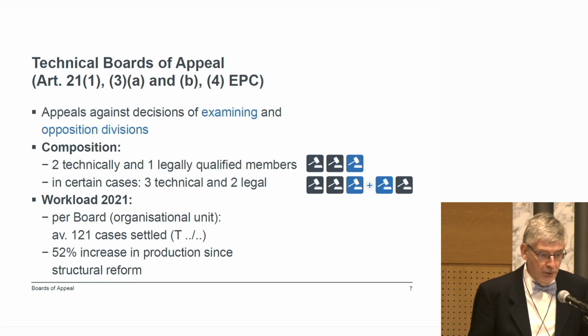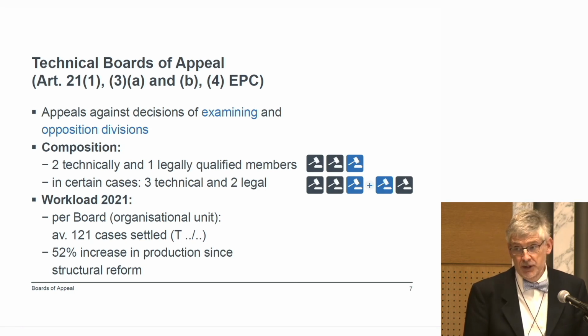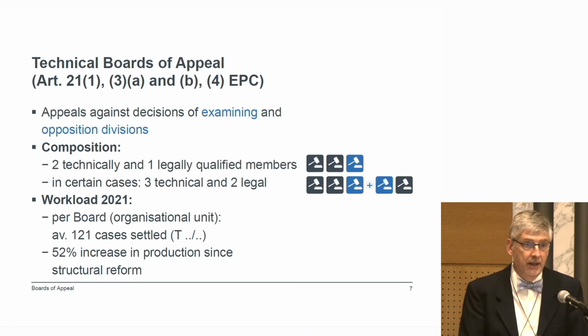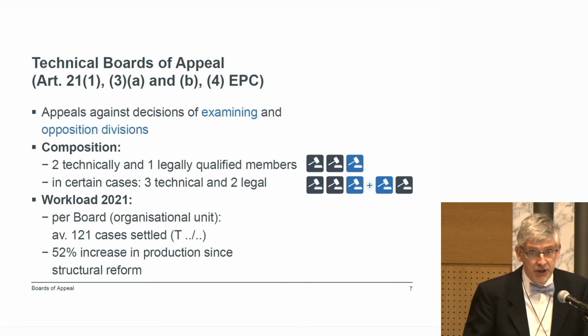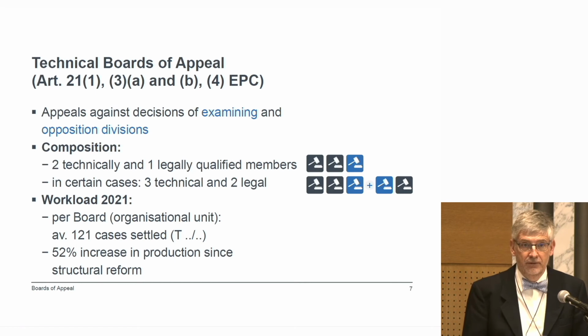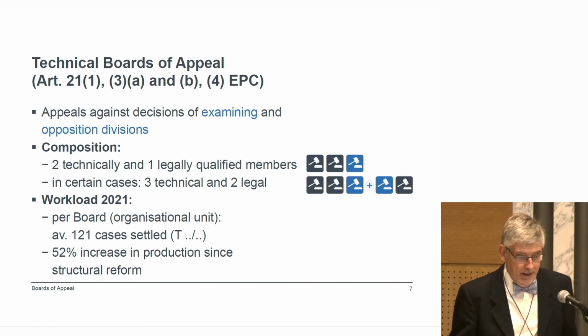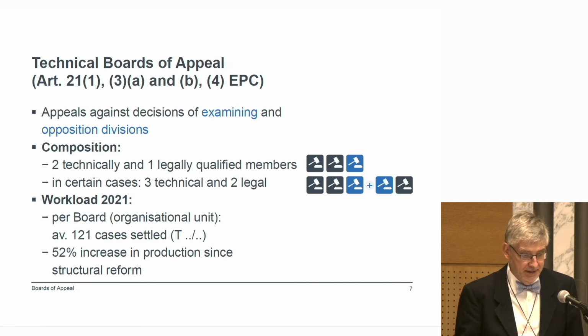Here we have per board an average, in 2021, of 121 cases. A board usually consists of 1 chairperson, with 4-5 technically qualified members. The majority of the technical boards are chaired by a technically qualified member, and 2 technical boards are chaired by a legally qualified member, of which I am one. And here we achieved an increase in our production over the last 5 years by 55%.